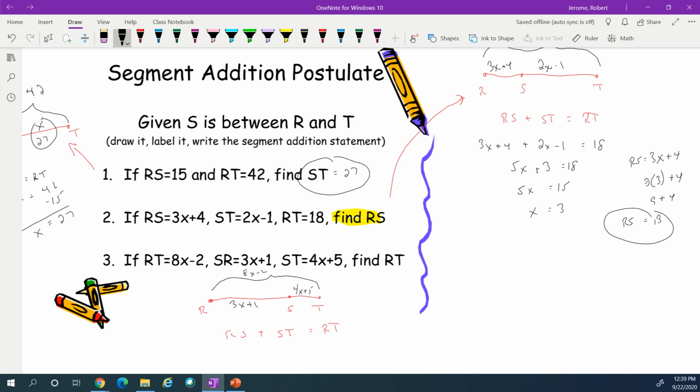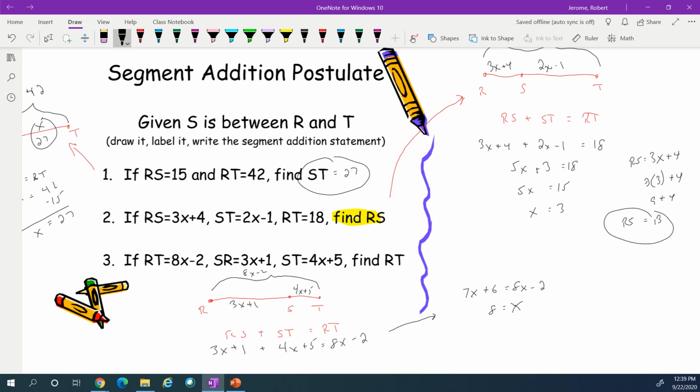So I just want to plug it into the correct place, RS. Well, RS and SR are the same thing. So that's 3x plus 1. ST, and then, of course, RT, 8x minus 2. So I'm just going to bring my work off to the side here, combine like terms. It looks like we have 7x plus 6 equals 8x minus 2. And I get 8 equals x.